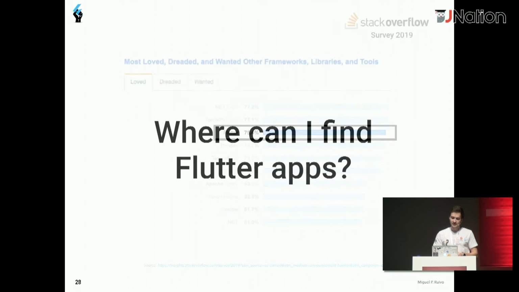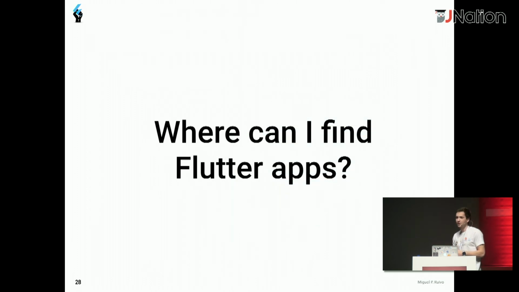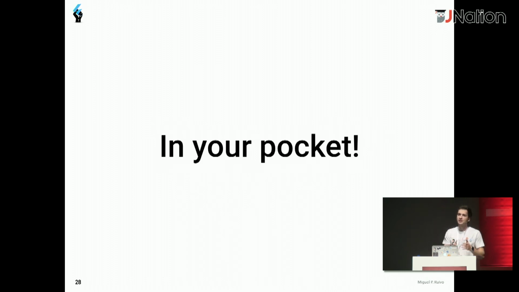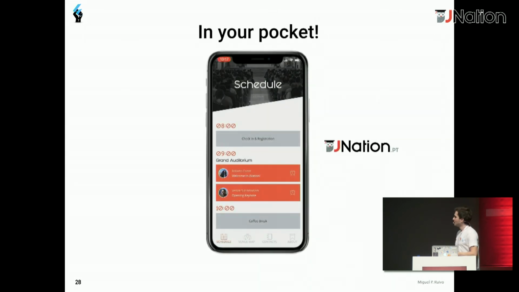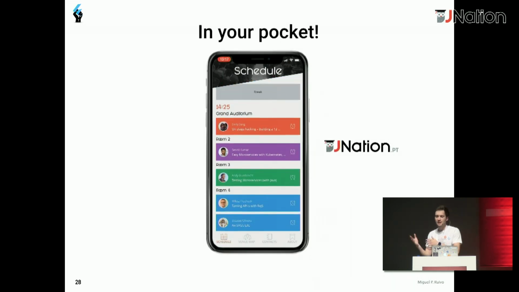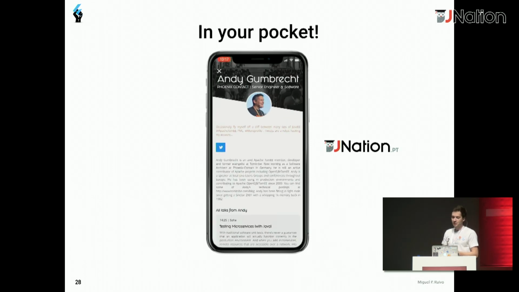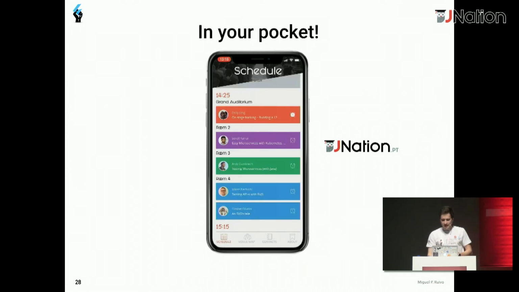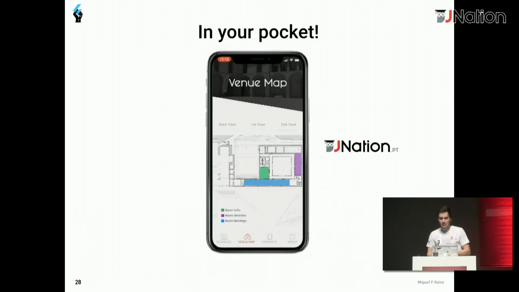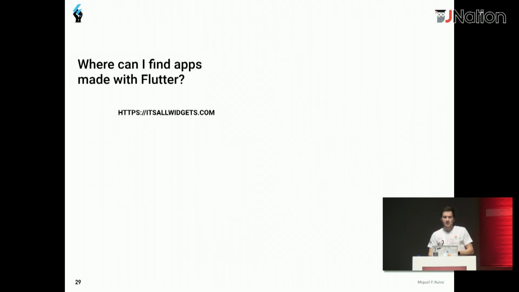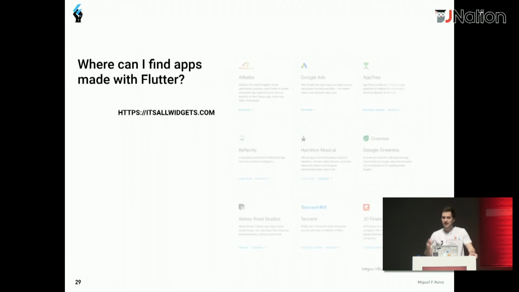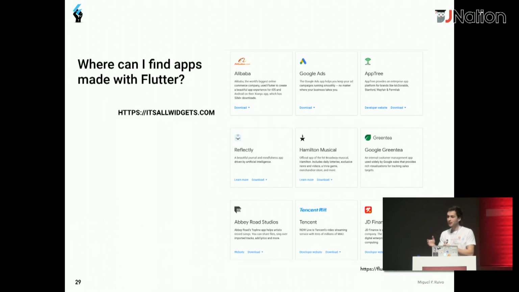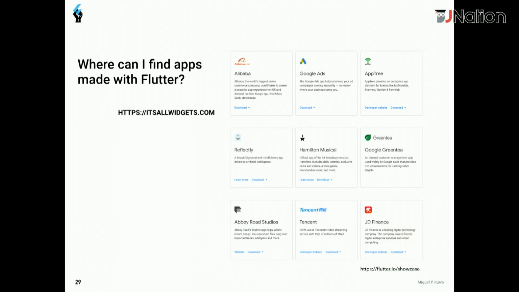And if you are wondering where you can find Flutter apps, I hope you didn't miss the opening keynote. You should at least have one in your pocket, which is the JNation app, where you can see the schedule, set an alarm for the upcoming talks. You can scan other attendees' QR code to keep the contact for reference and so on. And aside from that, I had the pleasure of making this app in no time just for today. And aside from that, you can find Flutter apps in their official showcase, where you find names like Alibaba, which is the biggest online store in China.